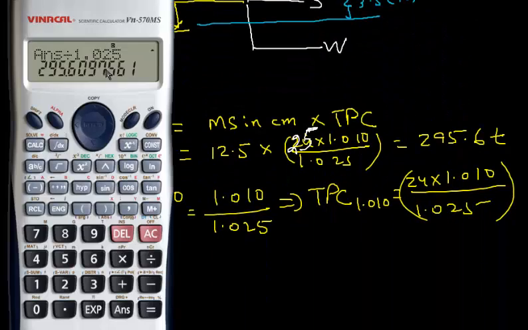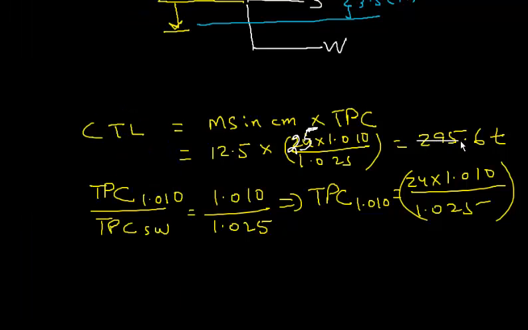We can do it this way again. Simply 25 multiplied by 1.010 divided by 1.025 gives you 24.634. That is the value of TPC. Now you multiply it by sinkage 12.5, it gives me 307.9. So I correct this value and make it 307.9 ton.